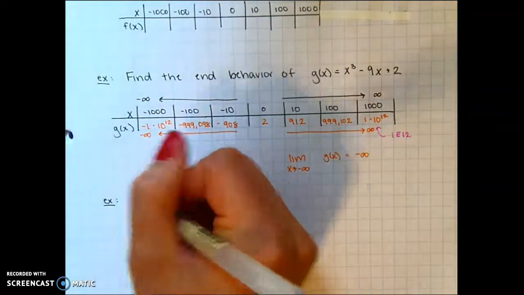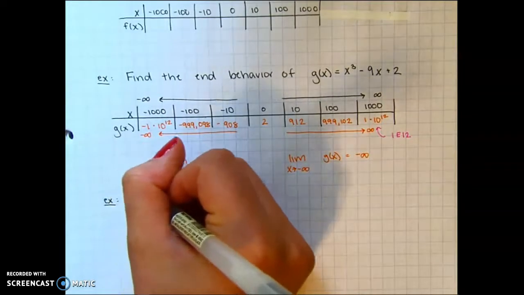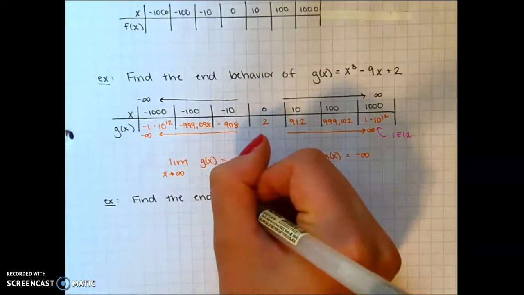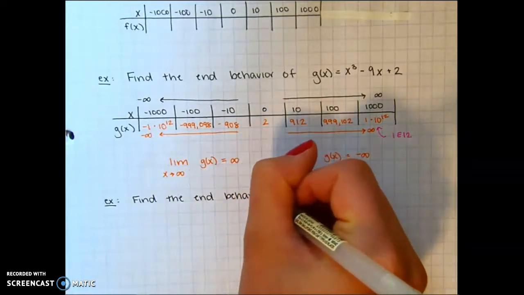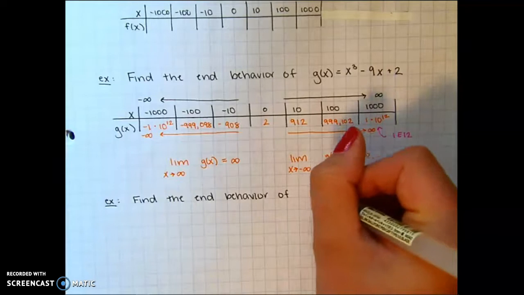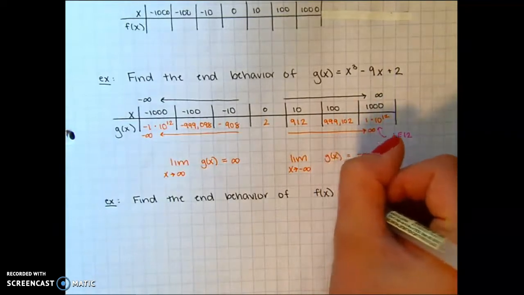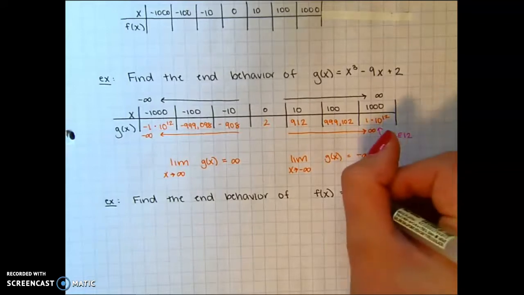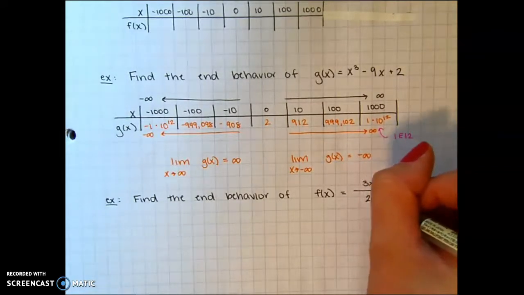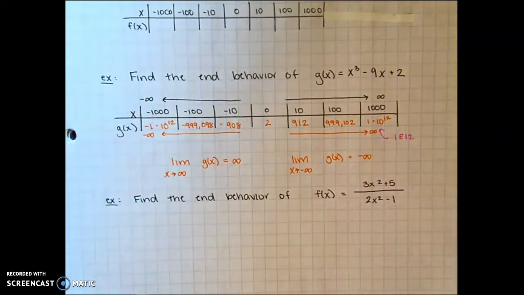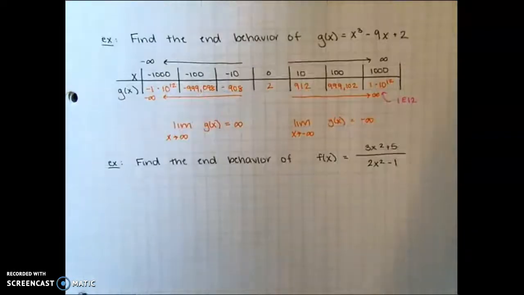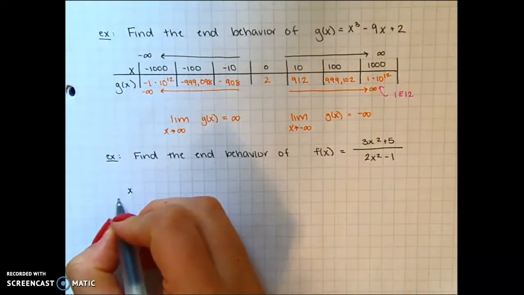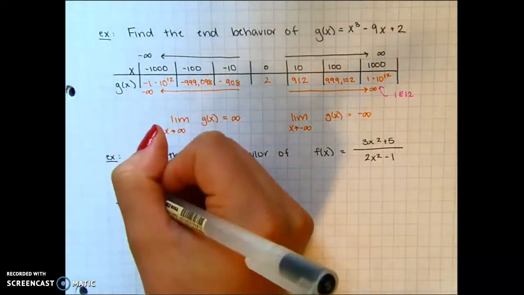Do one more. Find the end behavior of f of x equals 3x squared plus 5 over 2x squared minus 1. So, let's make a table. This function's f of x.